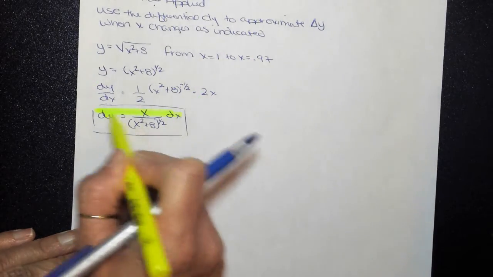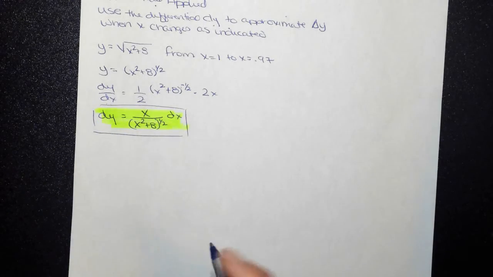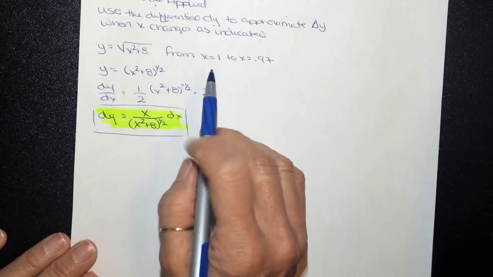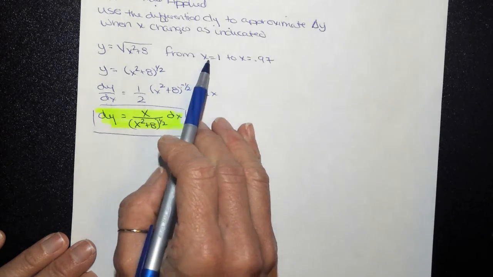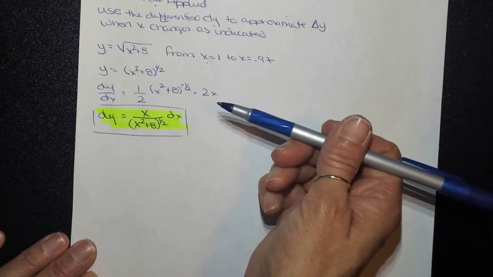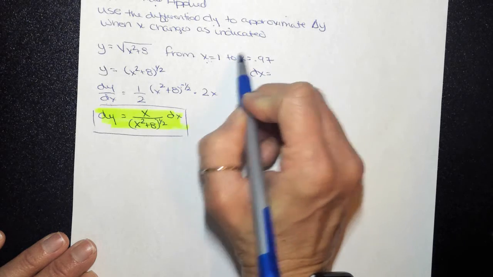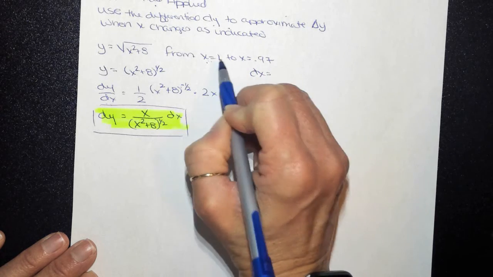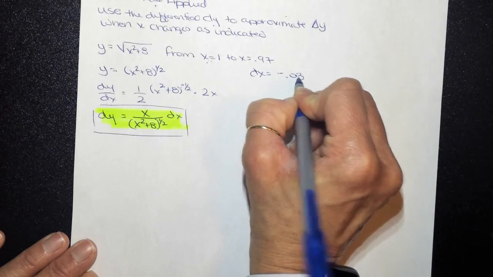So the only thing that I really need to know is what is my x value and what is dx, meaning the change in x. Okay, so x is actually going to be 1 because x is changing from 1 to 0.97, meaning the value is getting smaller. So here, dx is equal to where I end minus where I started. So this is negative 0.03.